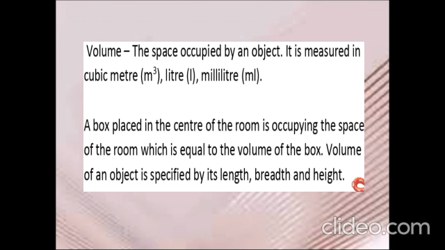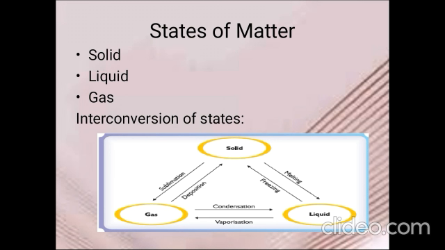Then volume. This is the space occupied by the object. It might be measured in cubic meter, liter or milliliter. Right? Then the three types of matter: solid, liquid and gas. And the interconversion of matter: solid to liquid, melting; solid to gas, sublimation; liquid to solid, freezing; gas to solid, deposition; gas to liquid, condensation; and liquid to gas, vaporization. These are the topics we had discussed in the earlier session, right?